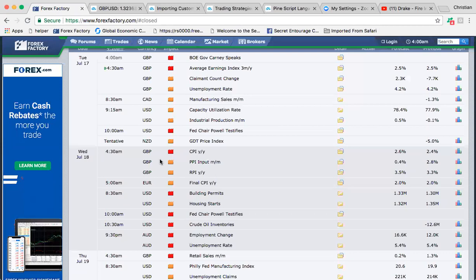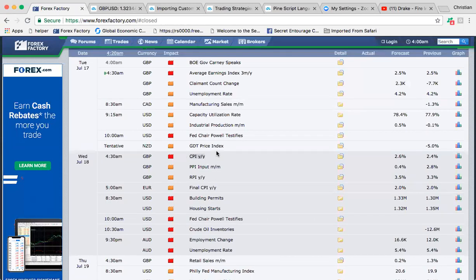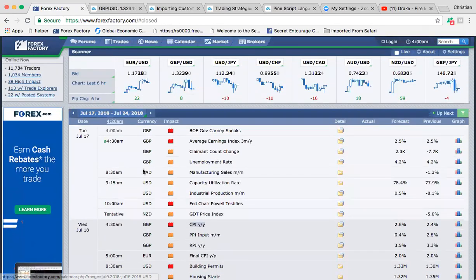You don't have to be in a rush to lose money today or make money today. You know what I'm saying? There are other trading days. Tomorrow we got some news that could give us that volatility. CPI news is always something to look out for, like it did for NZD USD.